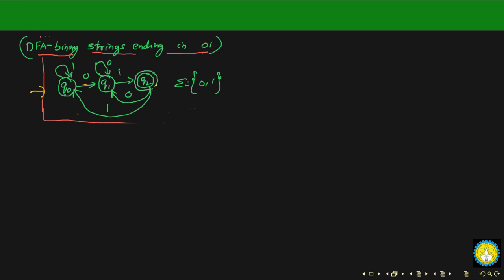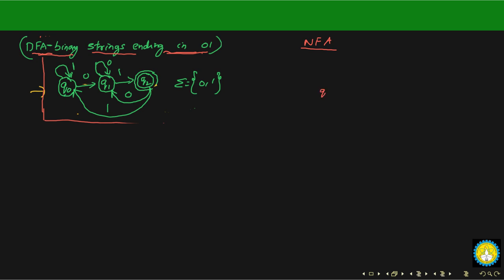So what I'm going to do now is to design an NFA for binary strings ending in 0 1. The same question for which I'm going to design the NFA. As you know, in an NFA, we need not define all the transitions on all the alphabets. We can also have multiple transitions on the same symbol. So our requirement is that the binary strings should end in 0 1.